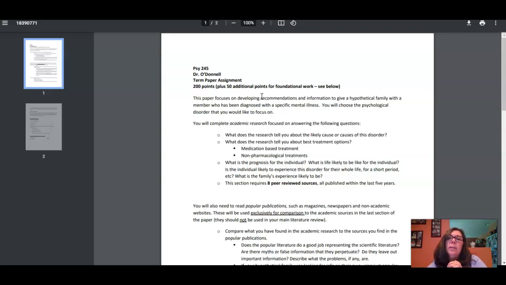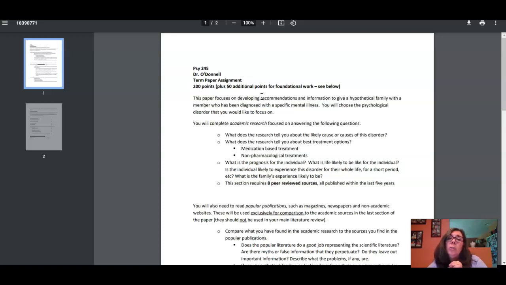You also are going to need to find out about best treatment options, and those should, for most disorders, include a section on medication-based treatment and also non-medication or non-pharmacological treatment. And so you're going to need to make sure you have some articles that address that as well.